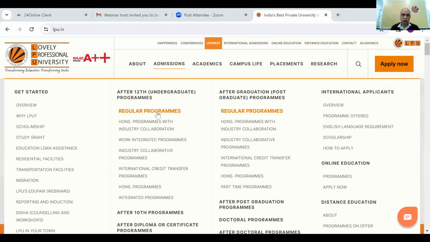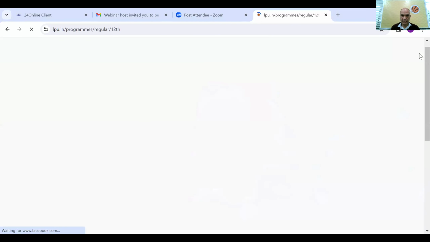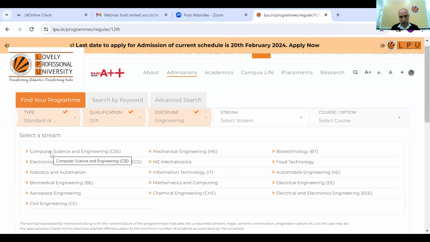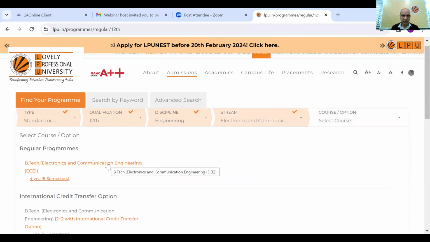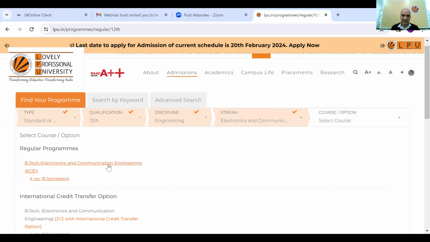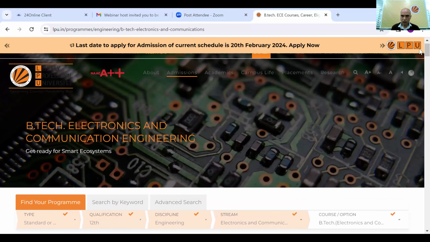So after 12th, I go to the regular programs and I'm taken to the next page. I go to the next page and I will select my specific program or the program of my choice. Say, for example, my choice is engineering, and I would select the engineering program. Right, there we go. We have got engineering, and this will also tell you what are the different branches of engineering that we are offering, starting from computer science to civil. So we have got a gamut of programs. I go to electronics, and then I've got a number of programs in electronics. I select BTech electronics, and then scroll down a little bit.